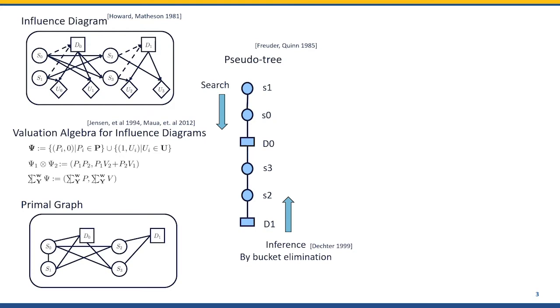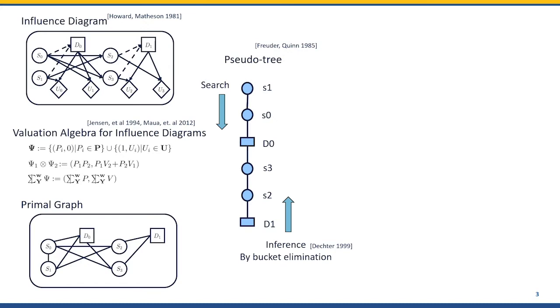The sequential decisions constrain the order of computation. In this example, we make a decision D0 after observing S0 and S1, and then we make decision D1 after further observing S2 and S3. An implicit assumption in inference diagrams is that the agent never forgets the history, and the constraint ordering reflects such property.